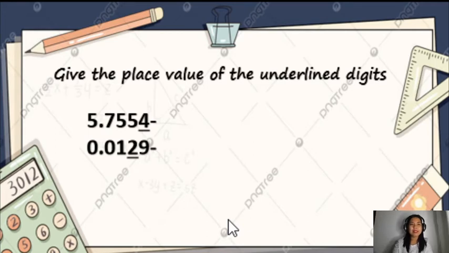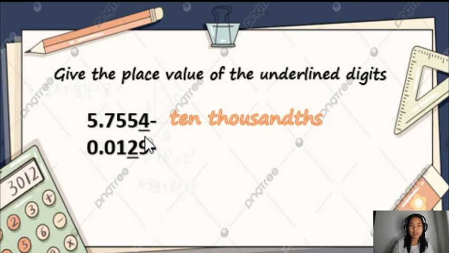So let's try this. Get the place value of the underlined digit. So first natin, we have 5 and 7,554 10,000ths. So the underlined digit is 4. So ano daw yung place value ng 4? So we have here tenths, hundredths, thousandths, and then 10,000ths. So the underlined digit, ang place value natin is 10,000ths.